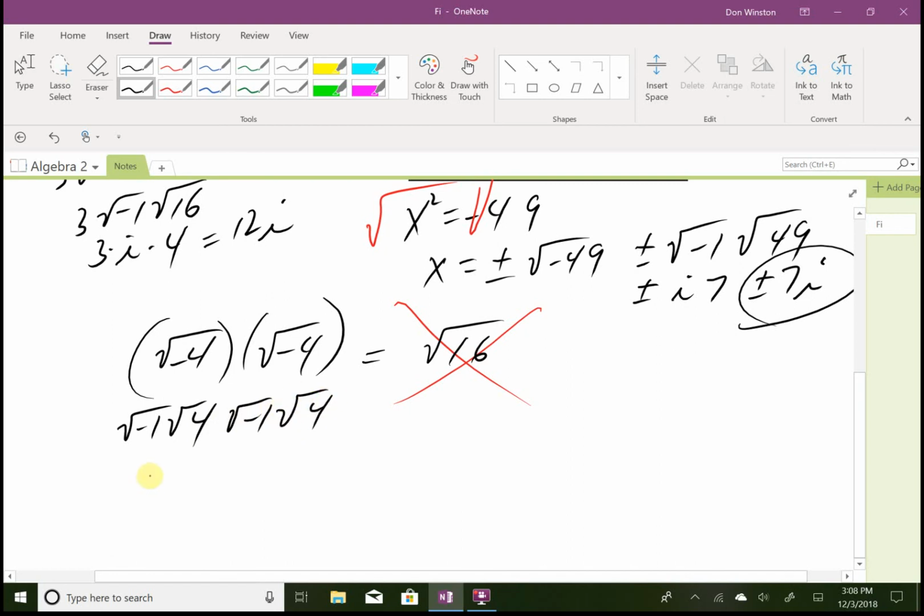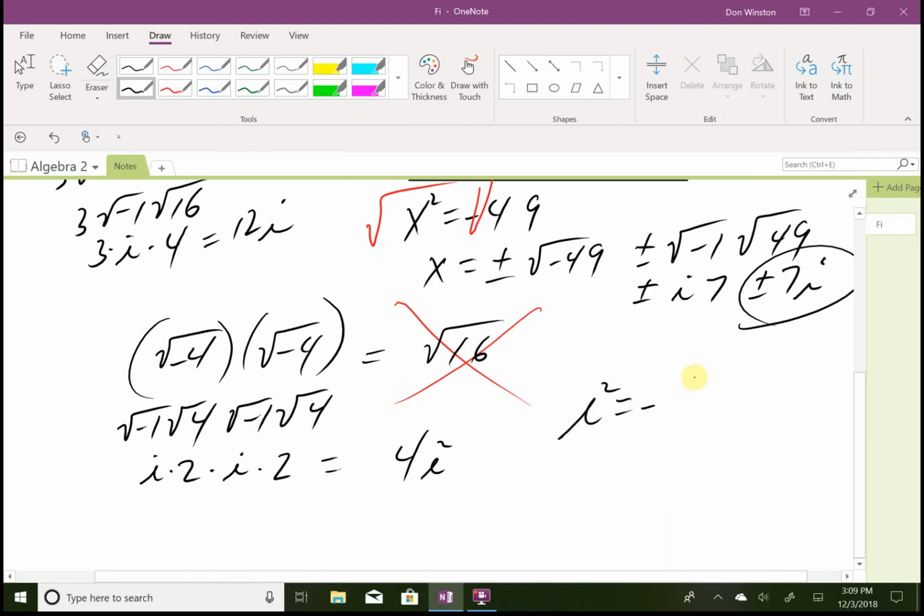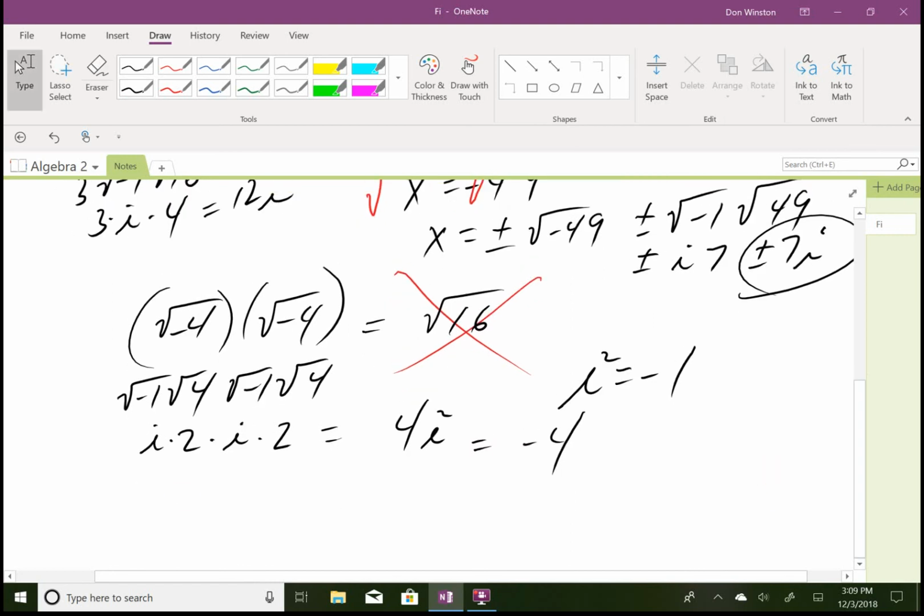And this would be i times 2 times i times 2. Then 2 times 2 is 4, and i times i is i squared. But recall i squared is equal to negative 1. So this would equal negative 4. So the square root of negative 4 times the square root of negative 4 will equal negative 4.